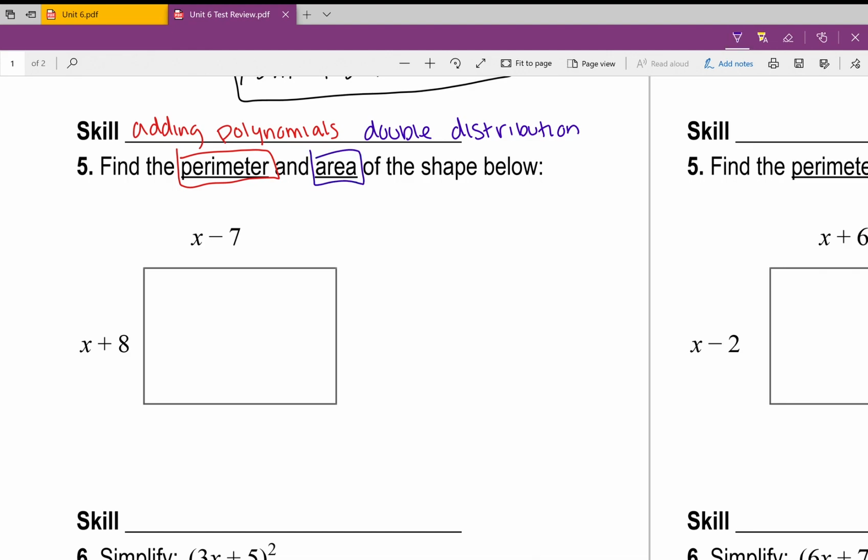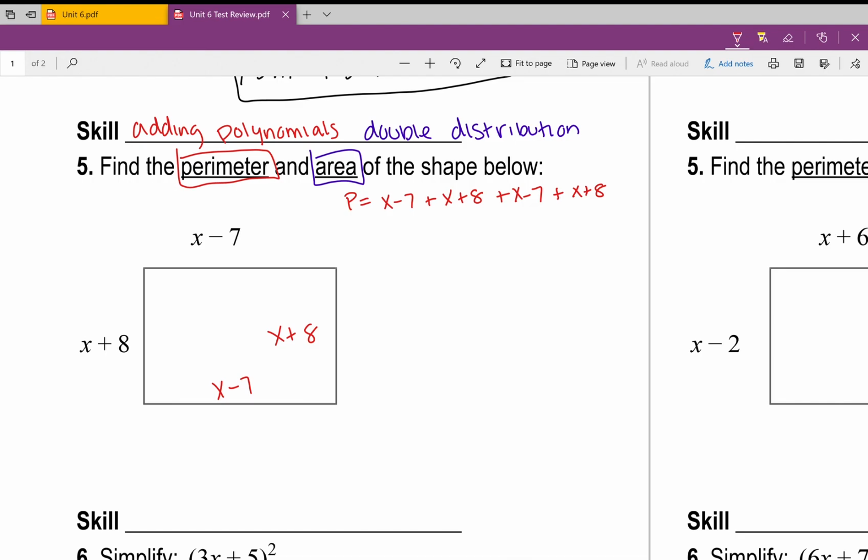So let's add the polynomials first because we're finding the perimeter. So remember, perimeter means we add all the sides together. So perimeter is equal to x minus 7 plus x plus 8 plus x minus 7 plus x plus 8. Remember, this is also x plus 8 and this is also x minus 7. So we're adding all 4 sides together.